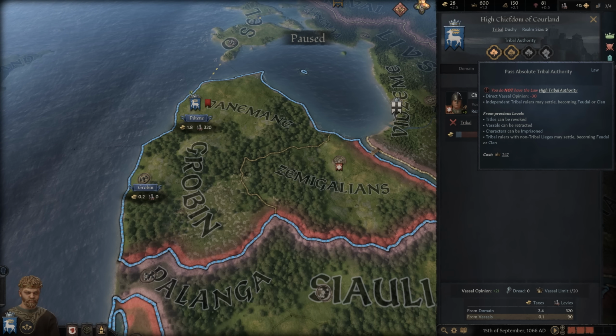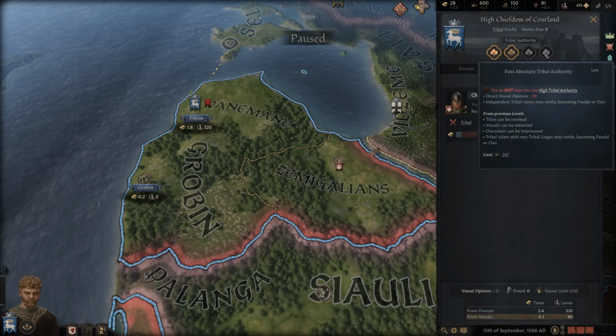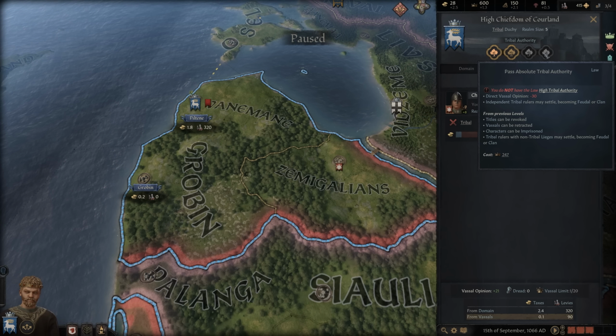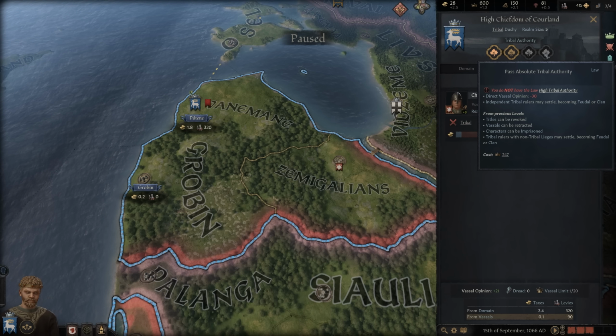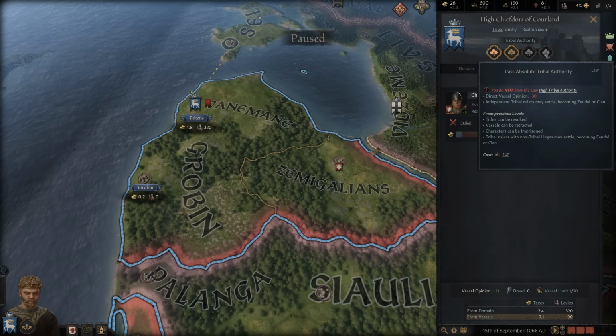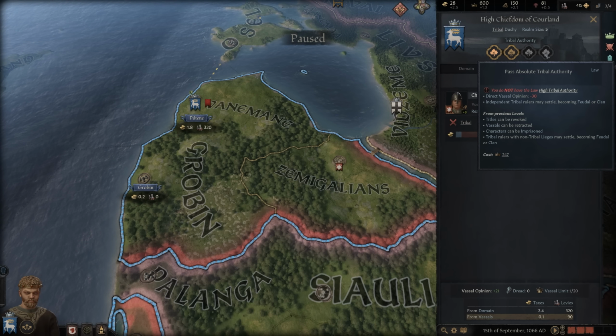But here's the big thing to note here. When you progress past a certain amount of crown authority with clan or with feudal, your vassals don't go to war with each other. That's not the case with tribal. They will continue to go to war with one another, and you really can't do a whole ton about it. Here's absolute tribal authority. Direct vassal opinion is -30, and independent tribal rulers may settle, becoming feudal or clan. From previous levels, though, titles can be revoked, vassals can be retracted, characters can be imprisoned, and tribal rulers with non-tribal lieges may settle, becoming feudal or clan. So, you can't really control how your vassals treat one another.